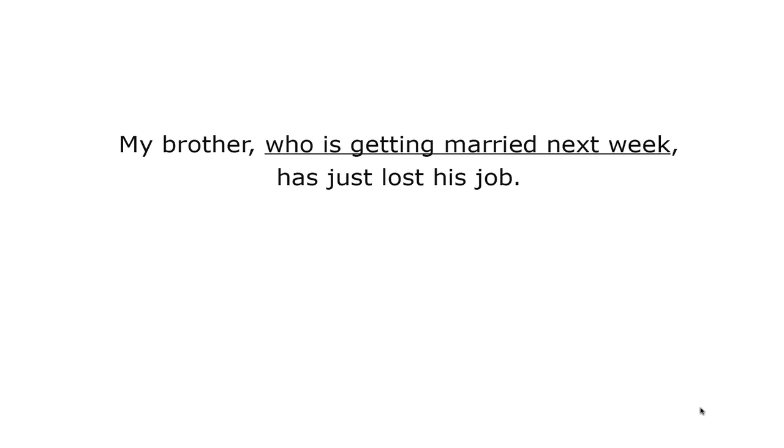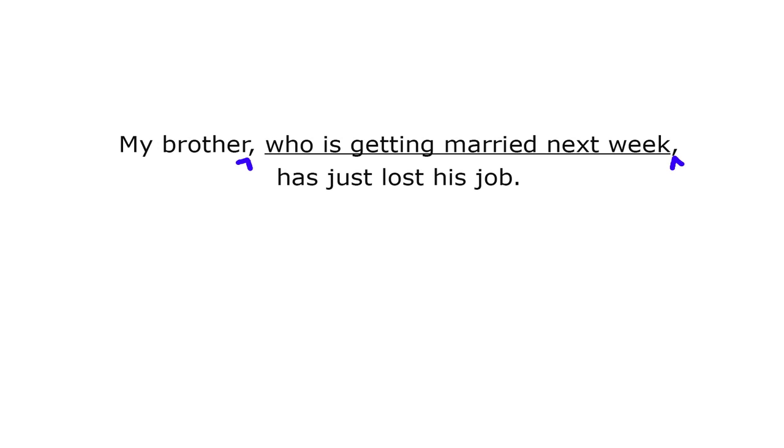Here's another example. Notice the commas that separate the non-restrictive clause from the main clause. My brother, who's getting married next week, has just lost his job. This sentence tells the reader that I have one brother, he has just lost his job, and he's getting married next week. If the commas are omitted, the meaning of the sentence changes.